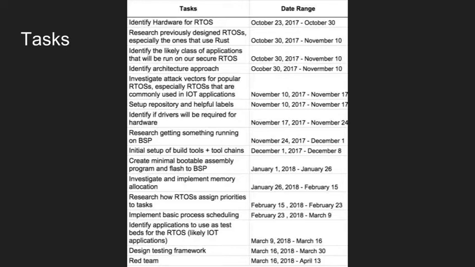Finally, we'll be implementing basic kernel operations such as memory allocation and process scheduling, and then start performing red team penetration testing on our operating system to determine how secure we've gotten by default.